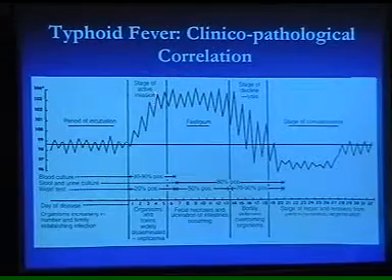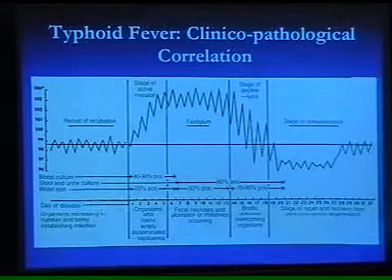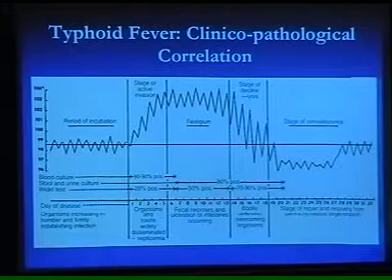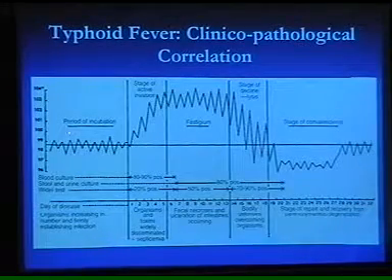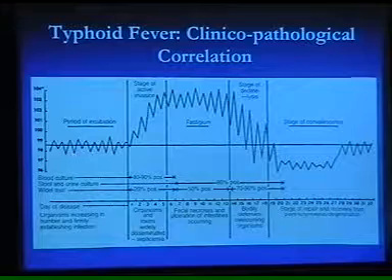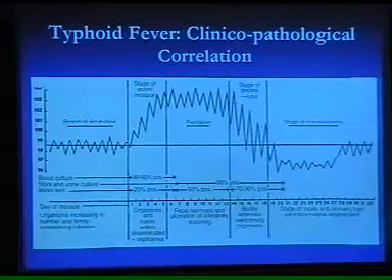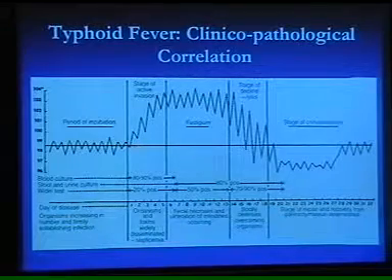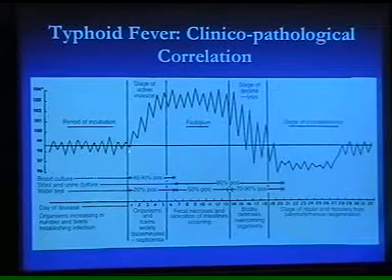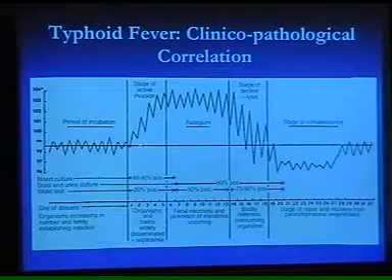Okay, this diagram is showing clinico-pathological correlation in typhoid fever. There are 5 phases. Period of incubation, which usually is 7 to 14 days. Then there is a stage of active infection in which there is a rising fever pattern, which in other words we call step ladder pattern.